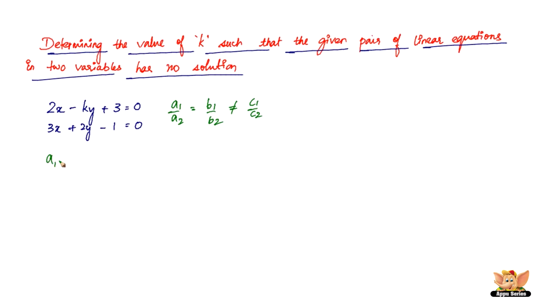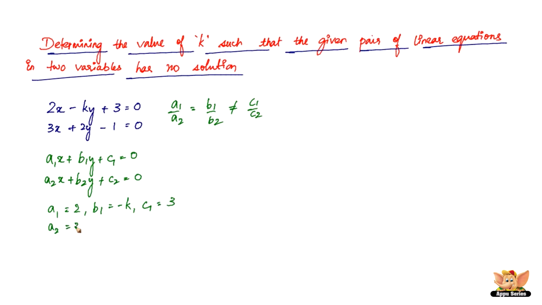Now this is definitely of the form a1x plus b1y plus c1 equals 0 and a2x plus b2y plus c2 equals 0. So the values are a1 equals 2, b1 equals minus k, c1 equals 3, and a2 equals 3, b2 equals 2 and c2 equals minus 1. So we've got a1 by a2 as 2 by 3 equal to b1 by b2 as minus k by 2, not being equal to c1 by c2, which is minus 3 by 1 or 3 by minus 1.